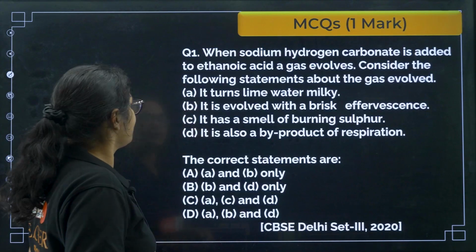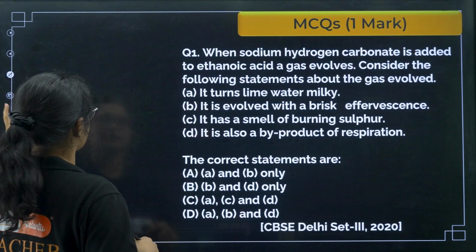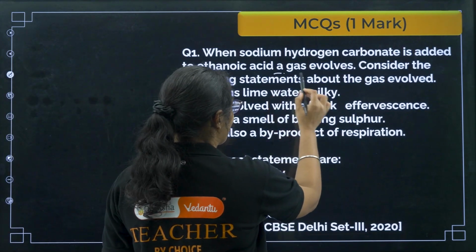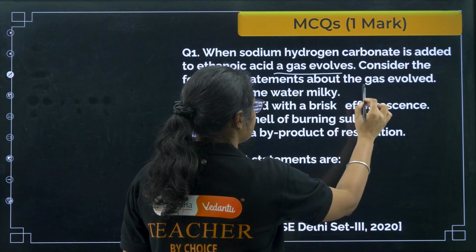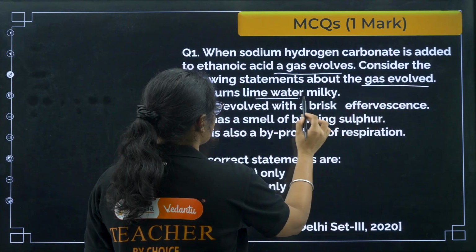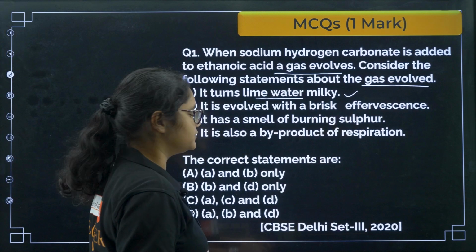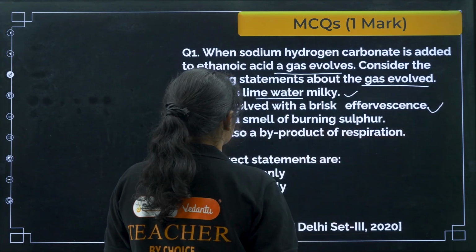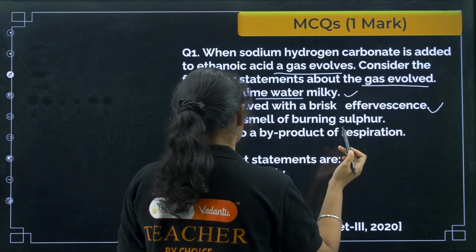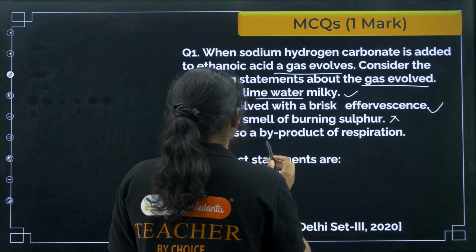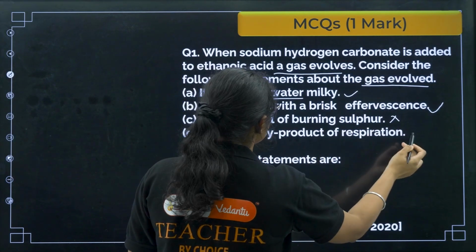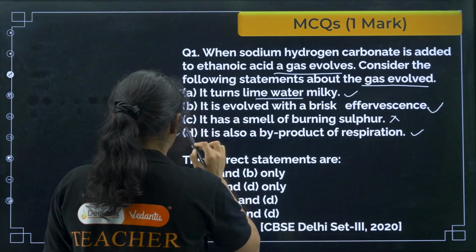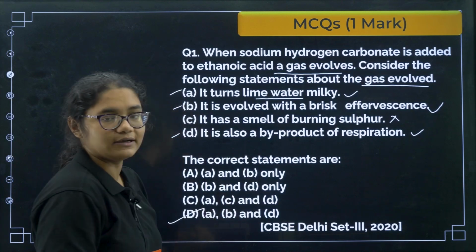Now let us see the first question, which is an MCQ. When sodium hydrogen carbonate is added to ethanoic acid, a gas evolves. Consider the following statements about the gas evolved. It turns lime water milky. Yes, we know it is carbon dioxide gas, so this statement is correct. It is evolved with a brisk effervescence. Yes, that is also correct. It has a smell of burning sulfur. That is not correct. It is also a byproduct of respiration. Yes, carbon dioxide is a byproduct of respiration. So we have A, B and D, so that is option D.